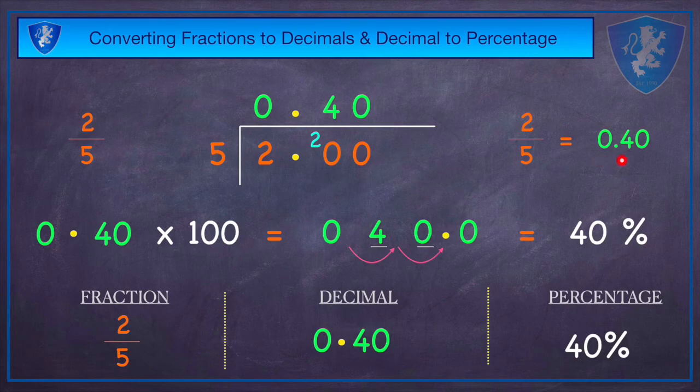But if you are going to convert it into a percentage, then you're going to multiply by 100. So there's the point, 1 and 2 places, 40.0, which is 40%. So the fraction 2/5 is the same as 0.4 or 0.40 as a decimal, and it's 40%. And that's your 2/5. Let's look at 3/5.